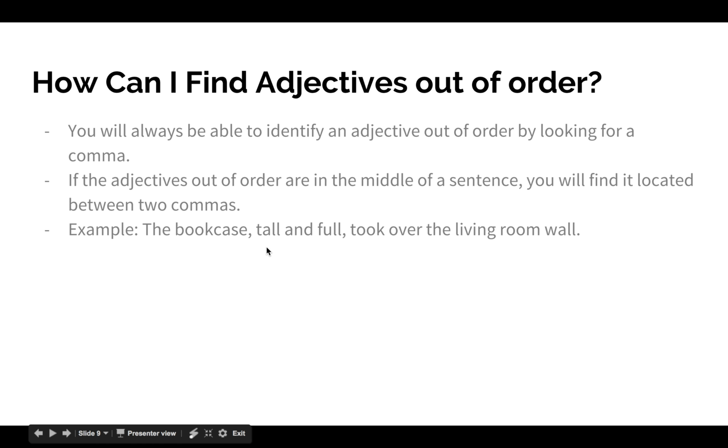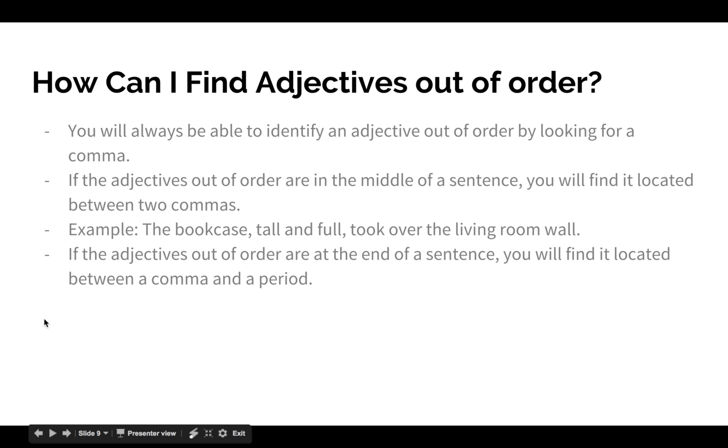See, we have a comma here and a comma here. So in between the two commas are our adjectives out of order, tall and full. So we can remove these from the sentence and still have a complete sentence, but putting these in gives the sentence more detail and we can better understand what the bookcase looked like.